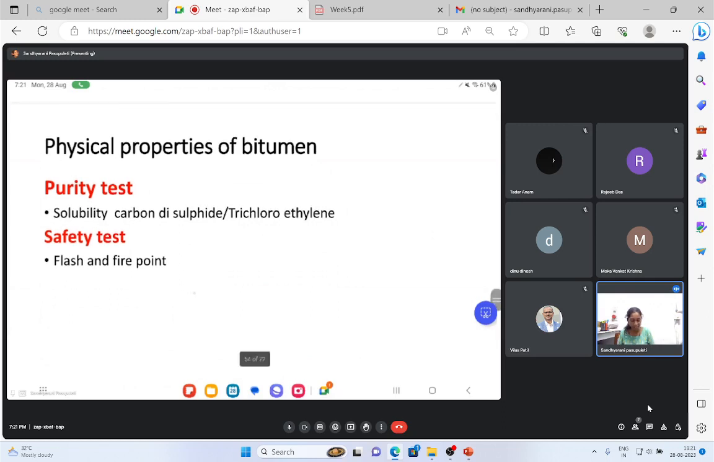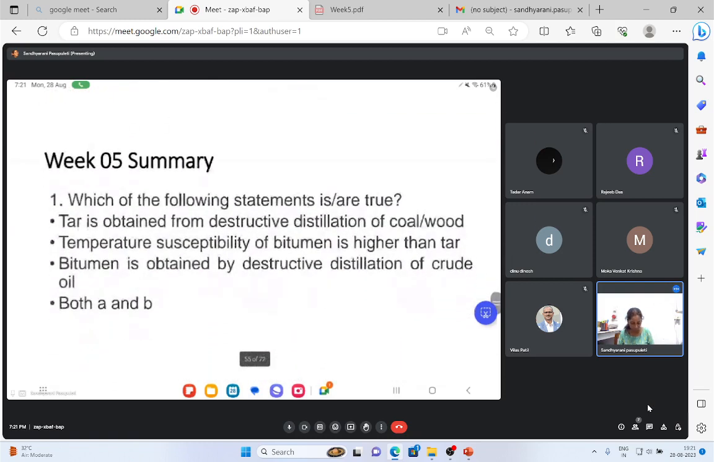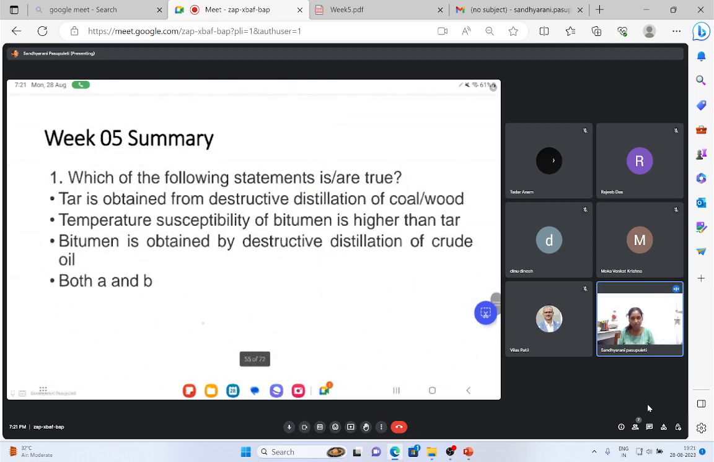And another is the safety test, as we have already discussed, which is the flash and fire point test. So we need to know what the flash and fire temperature of the bitumen is. That means when our workers are handling the bitumen, we should not heat it beyond that temperature. This is for the safety of the users. So let us see a few questions on the concepts that we have discussed till now.